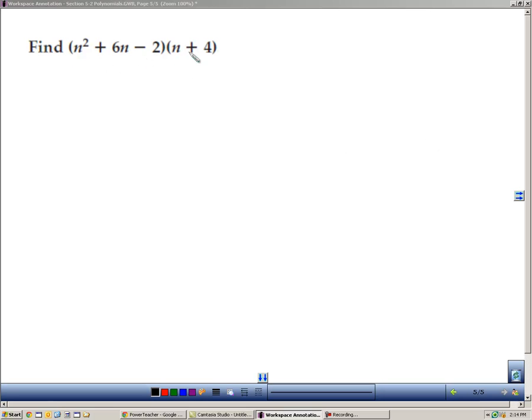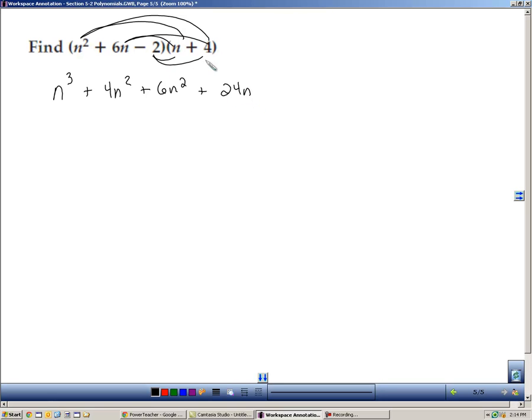Last one has a trinomial and a binomial. Distributing method, we'll take the n squared and distribute it to both terms. So n cubed plus 4n squared. Now we'll take the 6n and do the same. That's plus 6n squared plus 24n, and now we'll take the negative 2. So negative 2n minus 8.